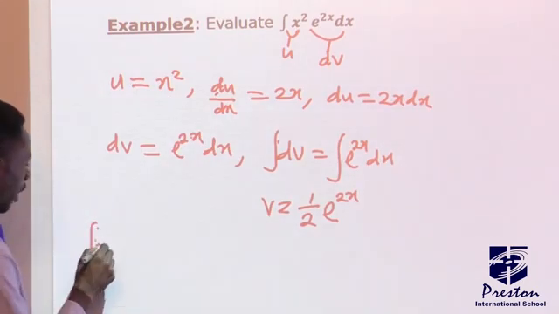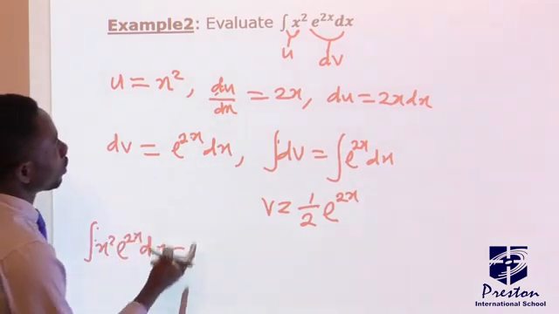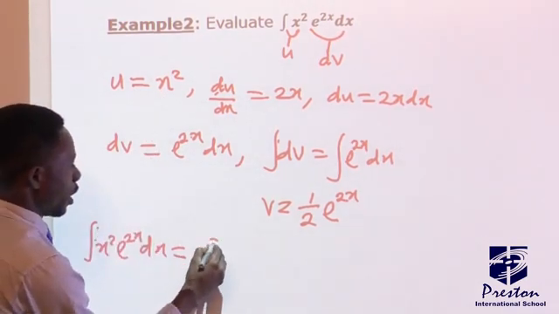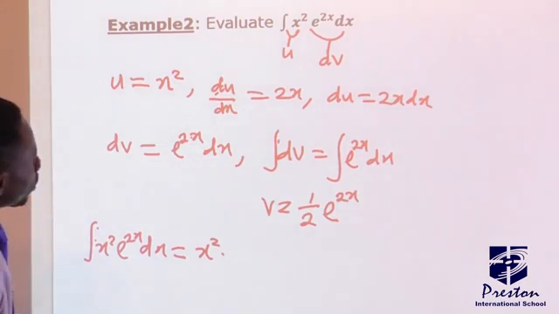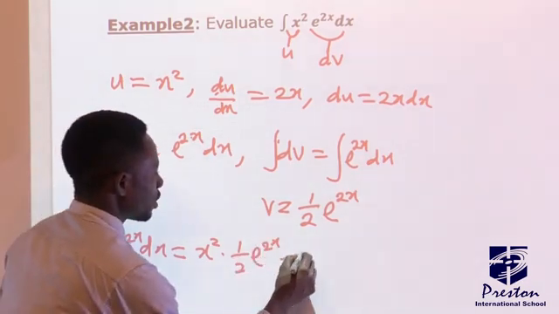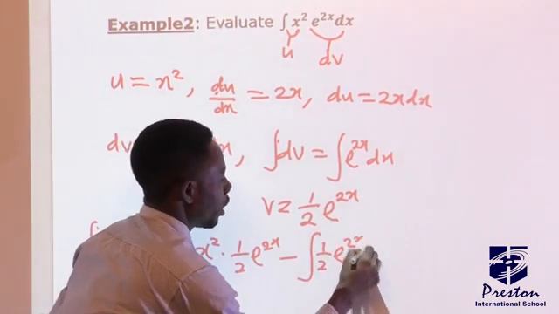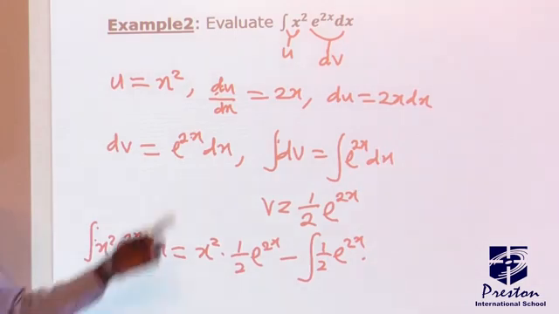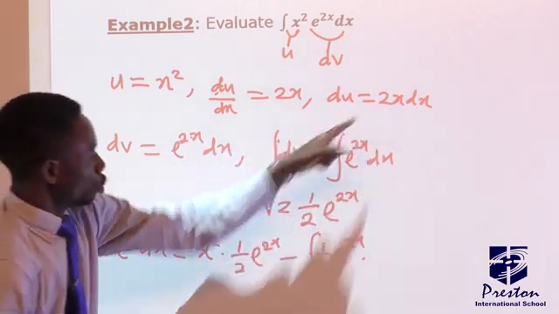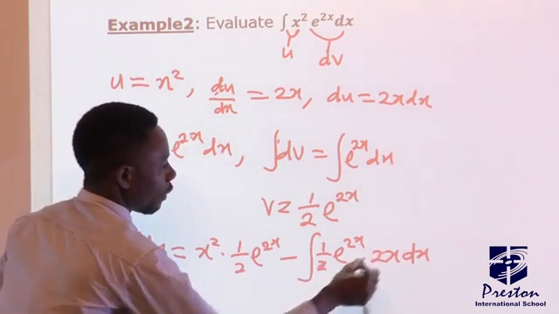That will give us the integral of x squared e to the 2x dx. Our formula says u times v. What is our u? Our u is x squared. x squared times v. What is our v? 1 over 2 e to the 2x, then minus the integral of v. Our v still remains 1 over 2 e to the 2x, then du. What is our du here? Our du is 2x dx. At this point you agree with me that this will nullify this.